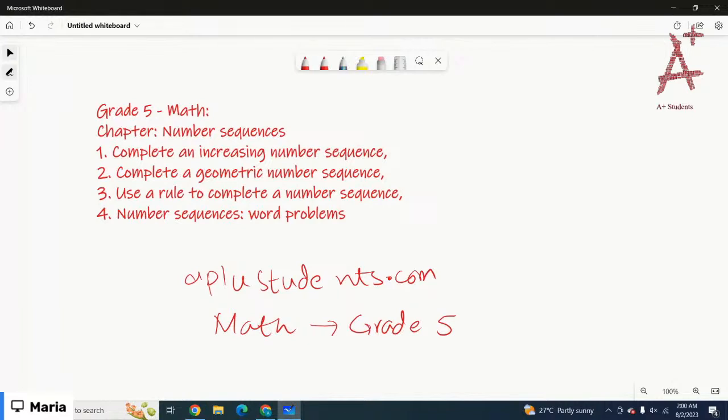We're going to start with the chapter number sequences, and the lessons we're going to cover today are complete an increasing number sequence, complete a geometric number sequence, use a rule to complete a number sequence, and then number sequences word problems. So let's just start with the first lesson, that is complete an increasing number sequence.